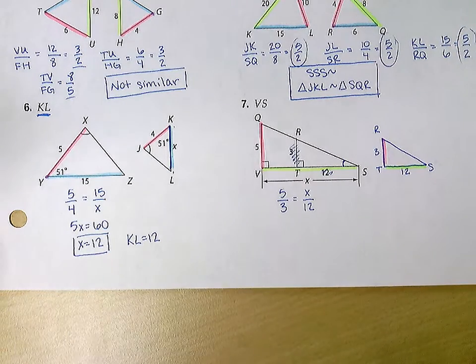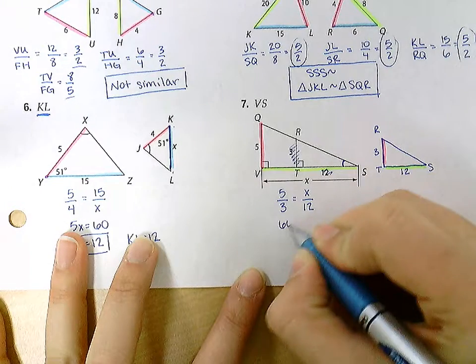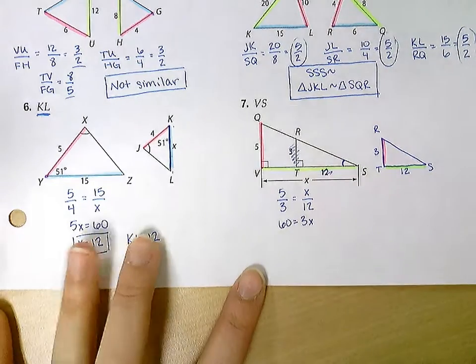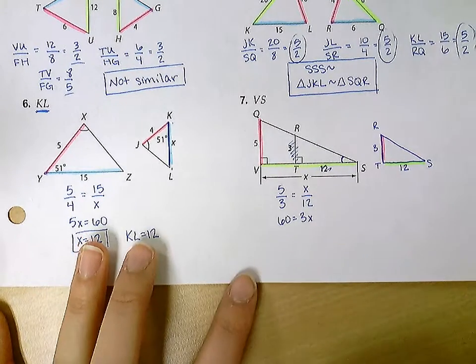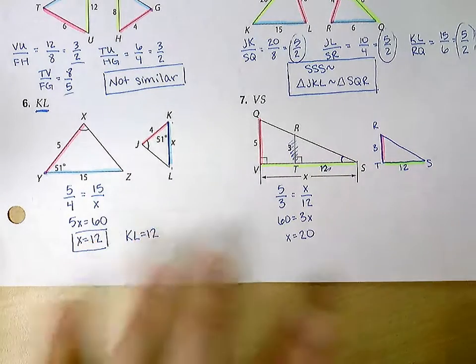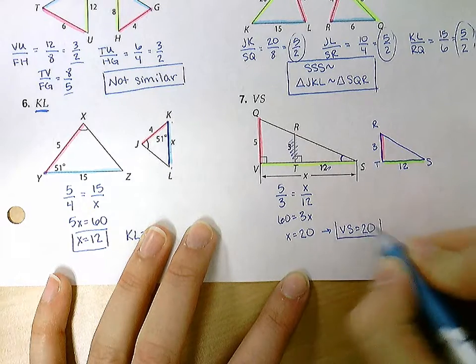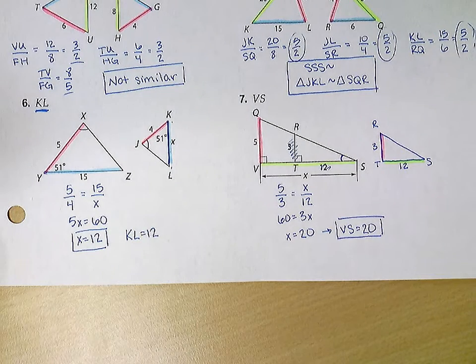Okay, and from here again, all I have to do is cross multiply. So I have 5 times 12 is 60, and 3 times X. Divide both sides by 3. X is 20, which means VS is 20. Okay, so if you see a triangle within another one, sometimes it helps to pull the smaller one out and redraw it just so you can compare your sides a little bit better.